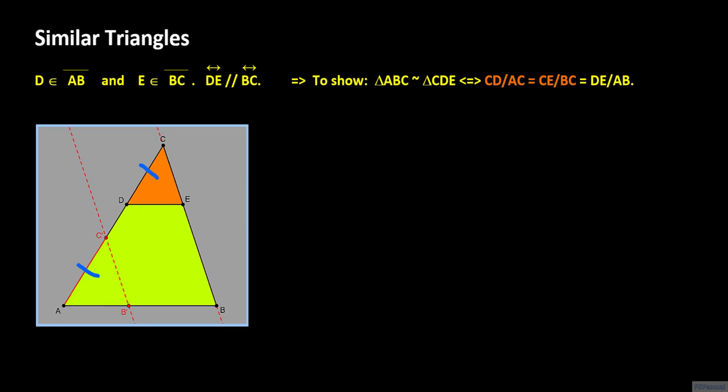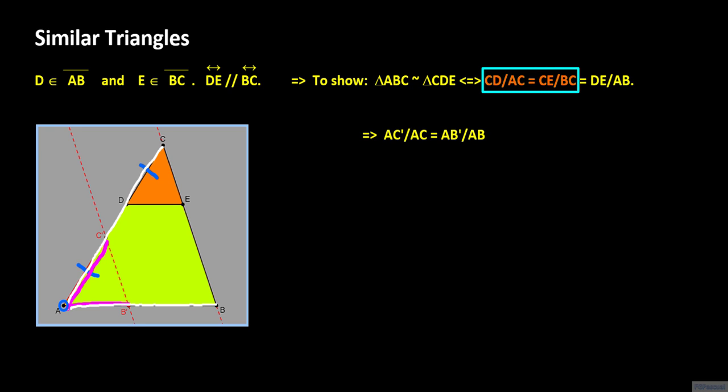So we are now in exactly the same situation as we had before when we showed that these two fractions were equal. We were using C as the apex vertex. This time we are using A as the apex vertex, and we are using lines BC and B prime C prime as the parallel lines. And so we have AC prime divided by AC equals AB prime divided by AB, which is exactly the same relationship that we found for CD, AC, CE, and BC.